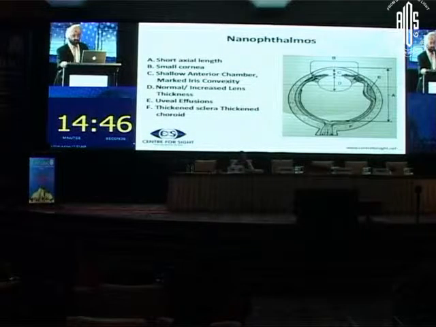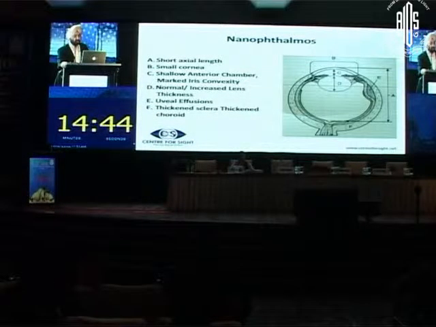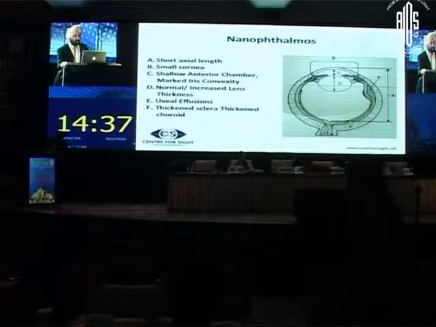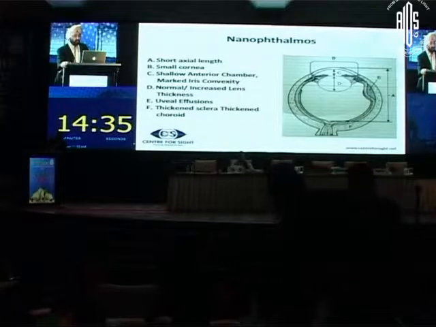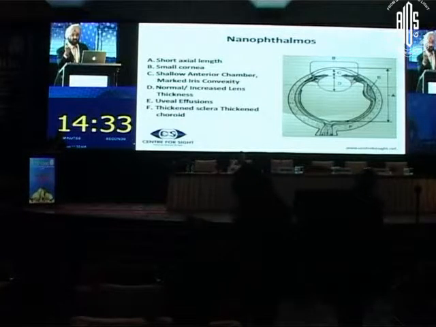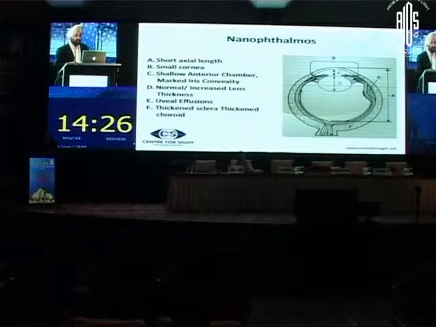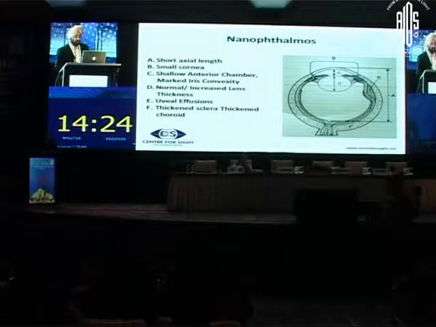The challenges with nanophthalmos are that it's a short axial length, the corneas are small, the AC is shallow, and there is a marked iris convexity. The lens is disproportionately thicker relative to the overall volume of the eye, and it is known to cause uveal effusions, and thickened sclera and choroid is one of the reasons.